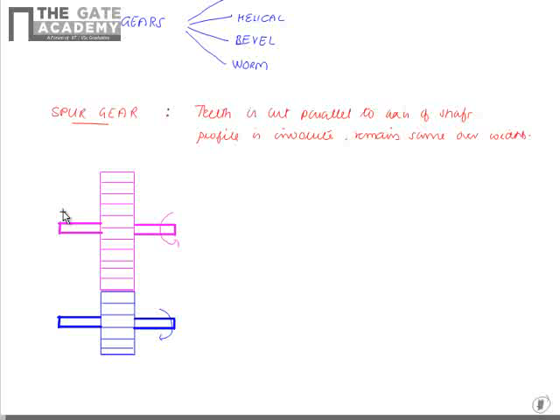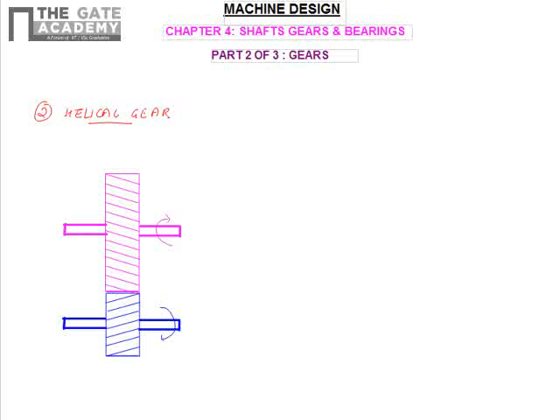Now we will see the second type of gear, which is the helical gear. A pair of helical gears is shown in this figure. The teeth of this gear are cut at an angle to the axis of the shaft. Here also the profile of the gear will be involute, and the profile will be involute in any plane which is perpendicular to the tooth.